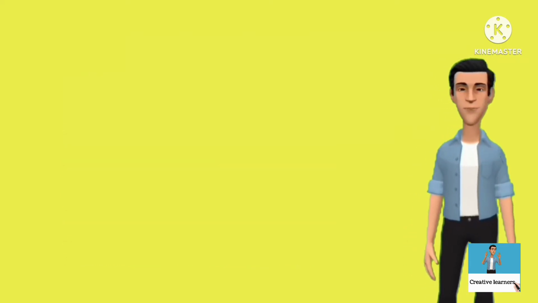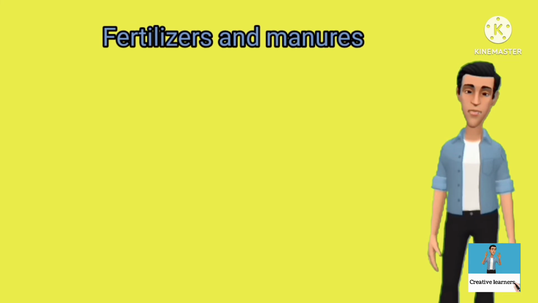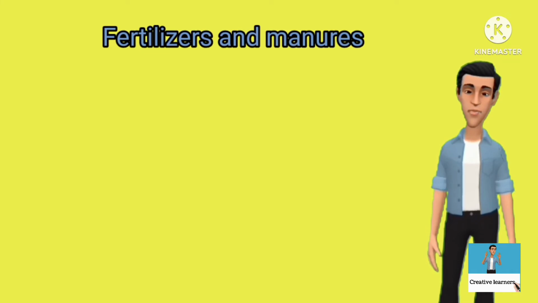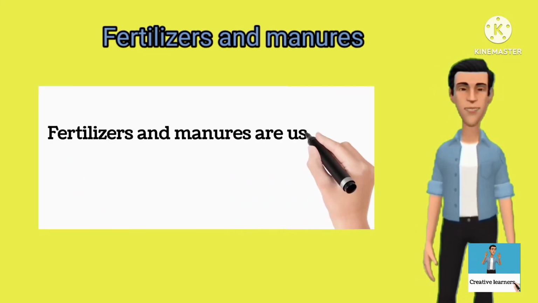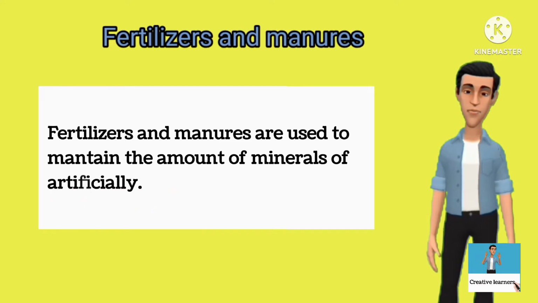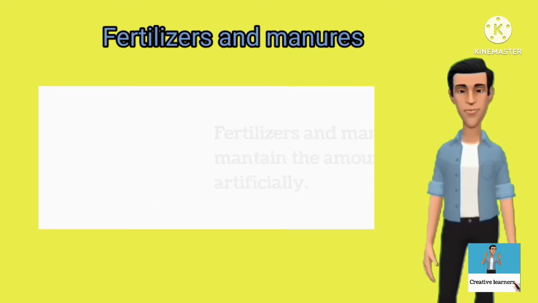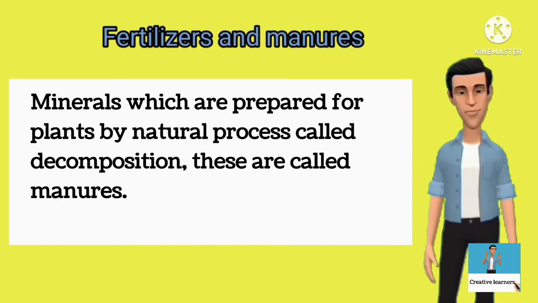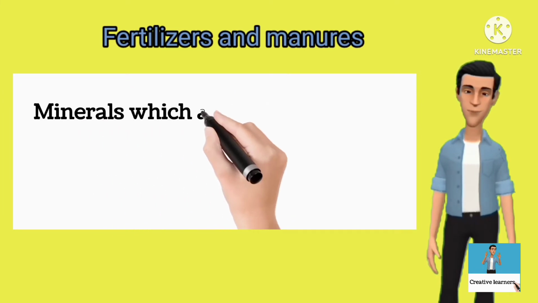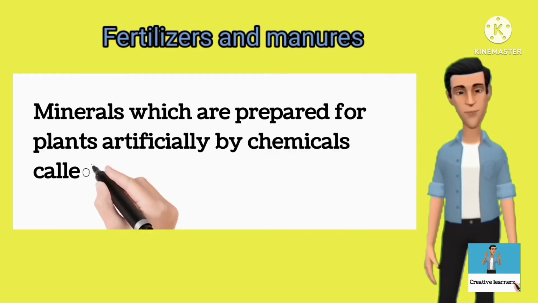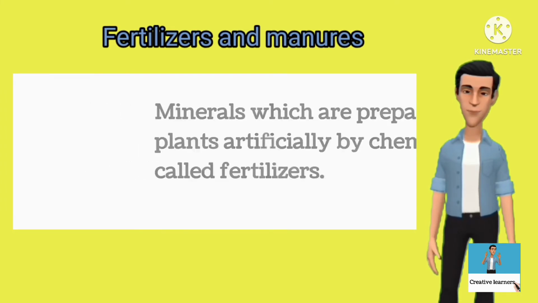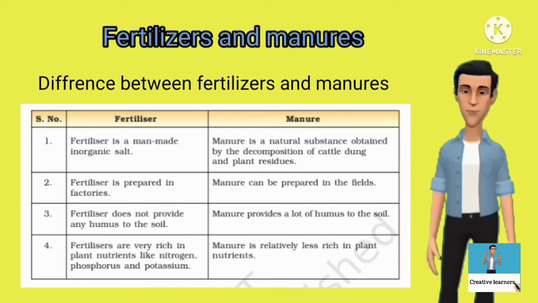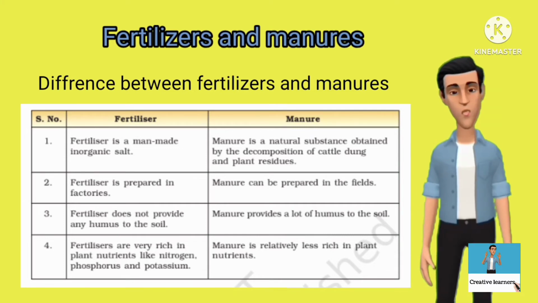So friends, let's have a look at fertilizers and manures. I think you have studied this in previous classes, so without going into depth, let's continue. As we all know, fertilizers and manures are used to maintain the amount of minerals artificially. If minerals are prepared by a natural process called decomposition, these are called manures. And preparing it artificially by chemicals is called fertilizers. Here is a chart telling the difference between fertilizers and manures. You can read it or you can take a screenshot.